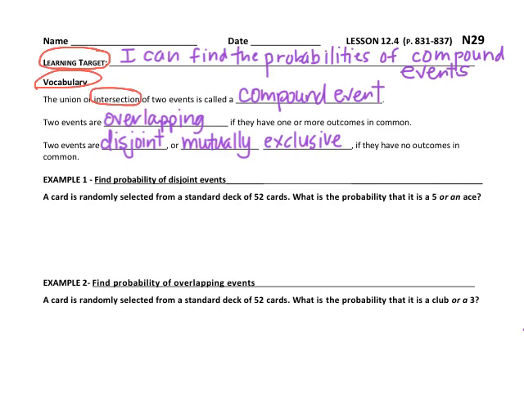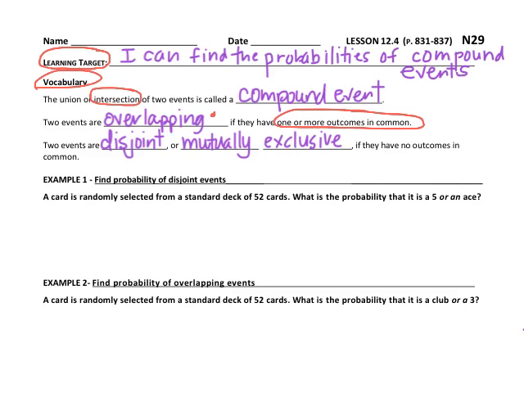So that's what we mean by intersection. And then the next vocabulary is overlapping. 2 events are overlapping if they have one or more outcomes in common. So if they have at least one outcome in common, then there is some sort of overlap. And we'll talk about how to determine the probability of a situation where you do have an overlap.